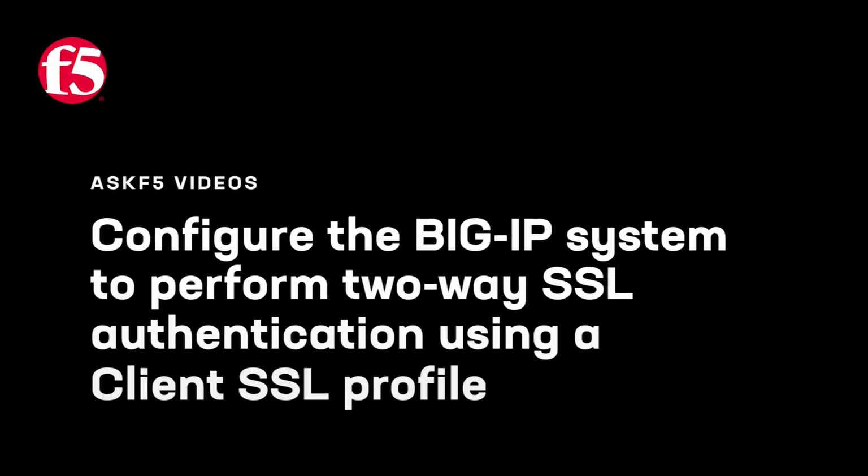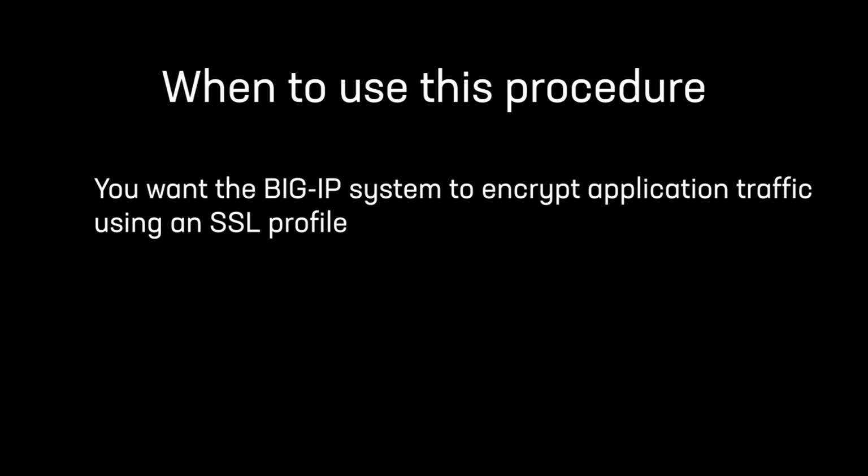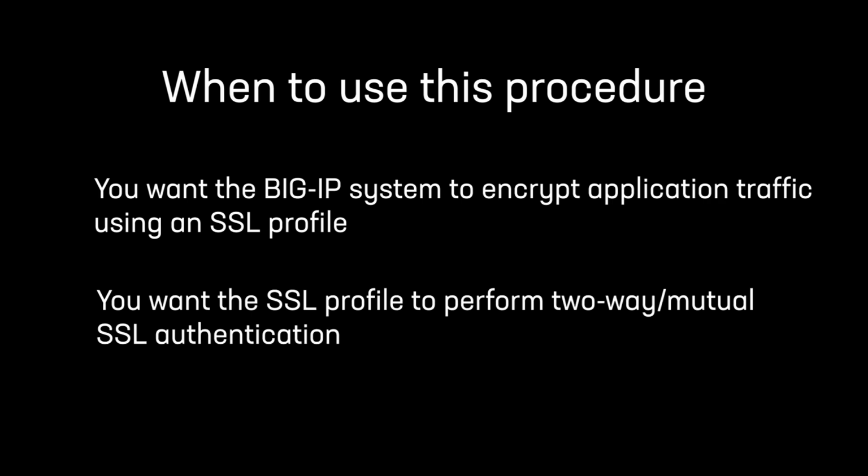Hi, today Ask F5 shows you how to configure the Big IP system to perform two-way SSL authentication using a Client SSL profile in the configuration utility. You should consider using this procedure when you want the Big IP system to encrypt application traffic using a Client SSL profile and when you want that Client SSL profile to perform two-way or mutual SSL authentication.